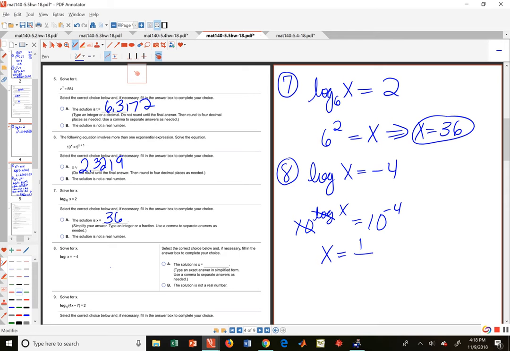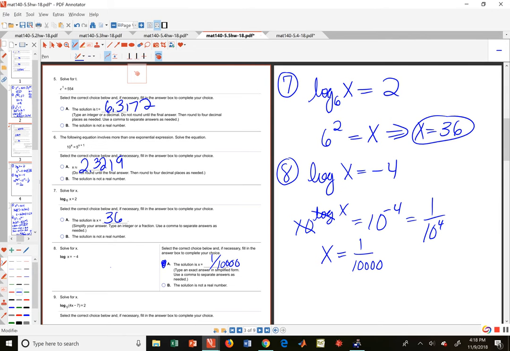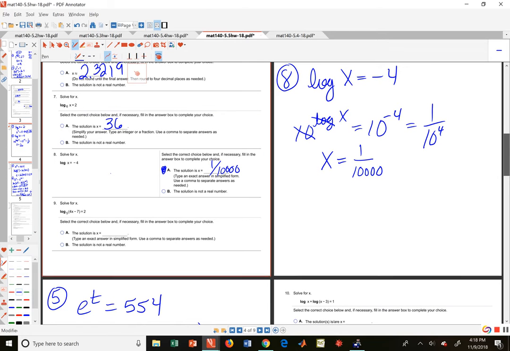So you get 1 over, and then 10 cubed is 1,000, so this must be 10,000. This is 1 over 10 to the 4th. So x must be 1 over 10,000. And this is a type of an exact answer. So 1 over 10,000. All right, great. Let's keep going with our logarithmic equations here.